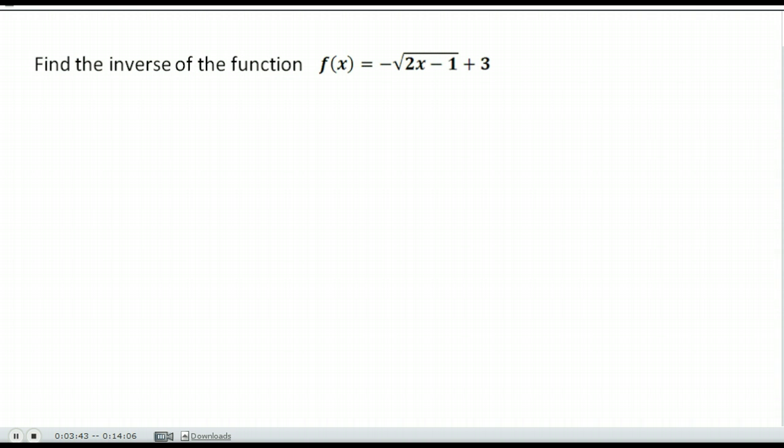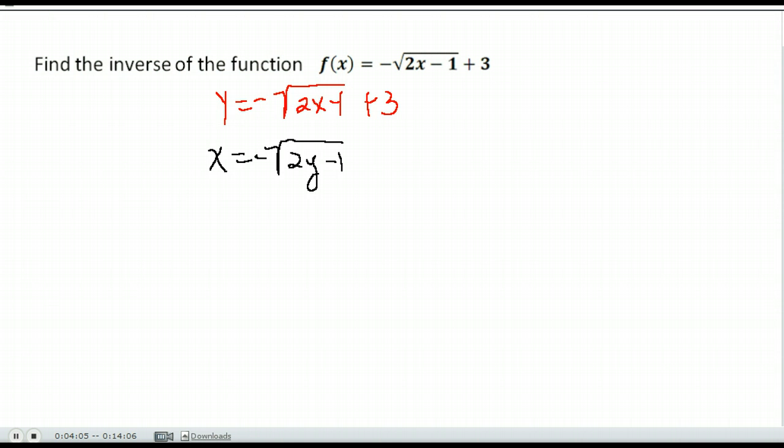Okay, here's another example. I'm trying to use kind of the different things you might see on your assignment. So here our first step, again, is to write y equals the negative square root of 2x minus 1 plus 3. Switch our x's and y's, so we'll have x equals negative square root of 2y minus 1 plus 3. Now we're going to solve that for y. So we want to get y all alone.